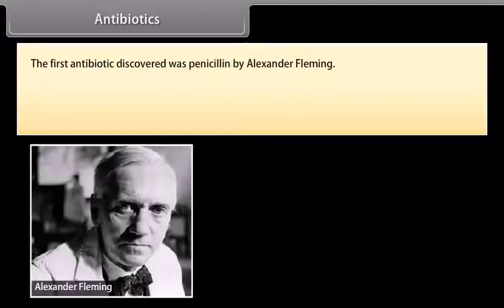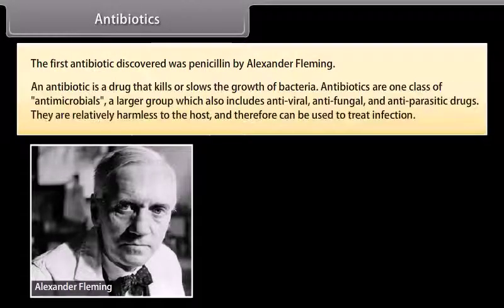Antibiotics. The first antibiotic discovered was penicillin by Alexander Fleming. An antibiotic is a drug that kills or slows down the growth of bacteria. Antibiotics are one class of antimicrobials, a larger group which also includes antiviral, antifungal, and antiparasitic drugs. They are relatively harmless to the host and therefore can be used to treat infection.